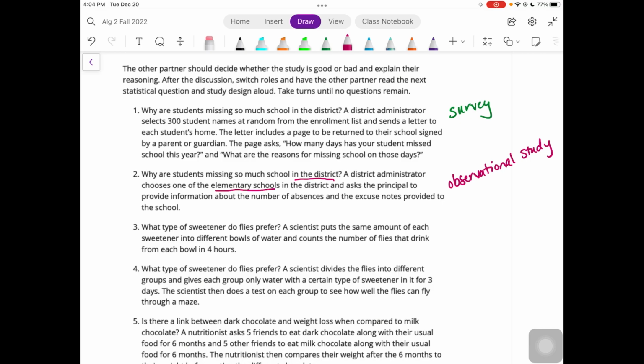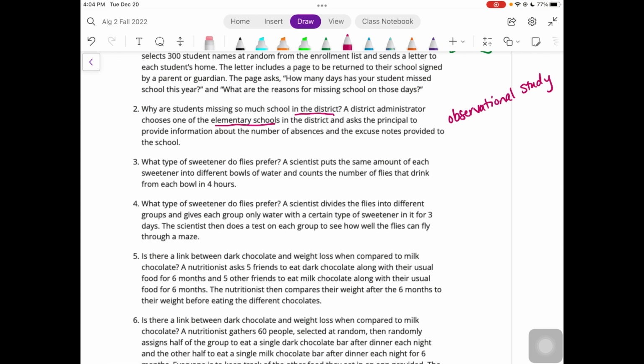All right, number 3, what type of sweetener do flies prefer? A scientist puts the same amount of each sweetener into different bowls of water and counts the number of flies that drink from each bowl in 4 hours. Again, this is observational because the scientist is just putting out the bowl. He's not, or she is not, doing anything to influence the subjects. They're just putting it out and looking at the different bowls and how many flies drink from that bowl. It's a pretty good design because you're looking at which type of sweetener they prefer, and then you're just letting them drink from the bowls. So flies, you would think, would be attracted to the sweetener they like and drink more often from it.